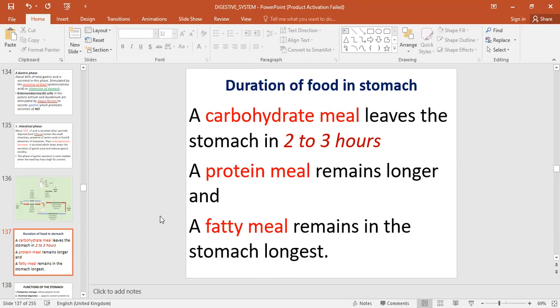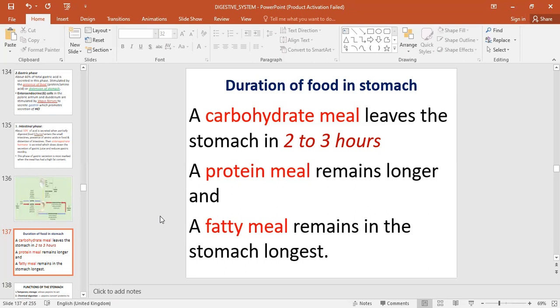Especially if it wasn't well cooked, like these things we have for braai, you just braai them on the surface. They're not fully prepared inside there. It would take time for acid to destroy that protein so that enzymes can act on it.